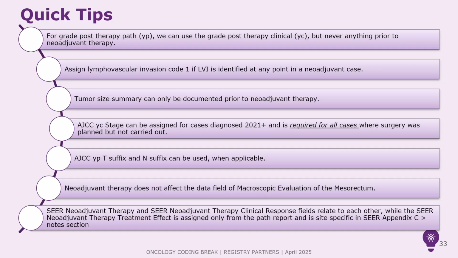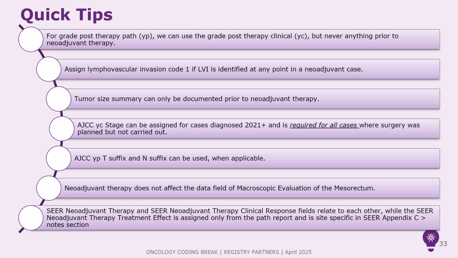Here are some quick tips. For grade post-therapy path, YP, we can use the grade post-therapy clinical, YC, but never anything prior to neoadjuvant therapy. We assign lymphovascular invasion code 1 if LVI is identified at any point in a neoadjuvant case. The tumor size summary can only be documented prior to neoadjuvant therapy. The AJCC YC stage can be assigned for cases diagnosed 2021 and forward, but is required only for cases where surgery was planned but not carried out.